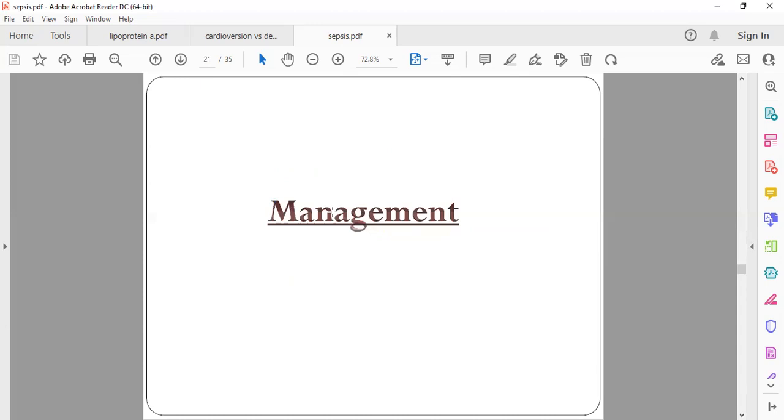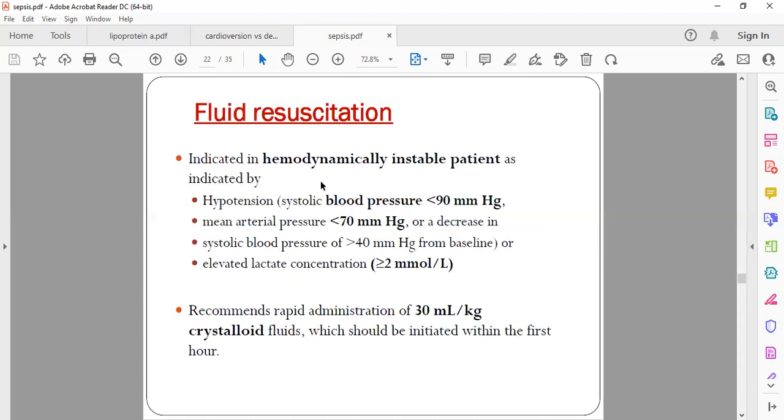So, management of a patient with sepsis. First, patients with sepsis are hemodynamically unstable, which is indicated by what is called hypotension. So they have hypotension, that is systolic blood pressure less than 90, or MAP less than 70, or elevated lactate of more than 2.